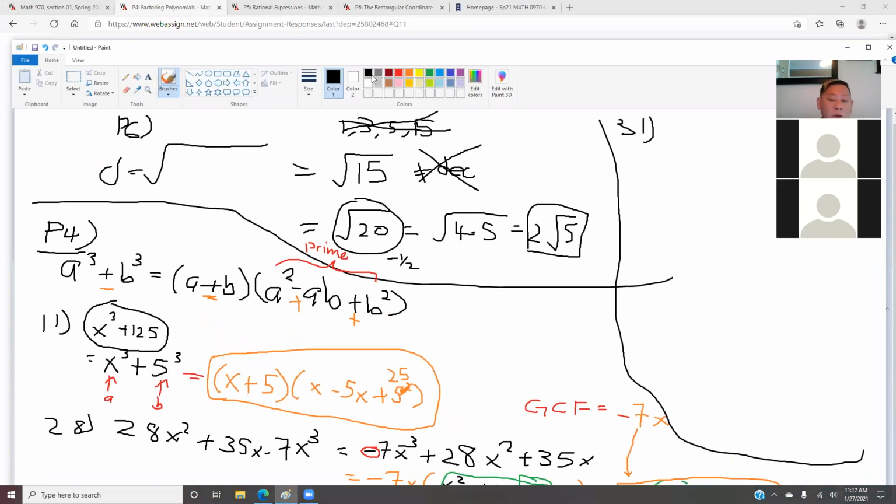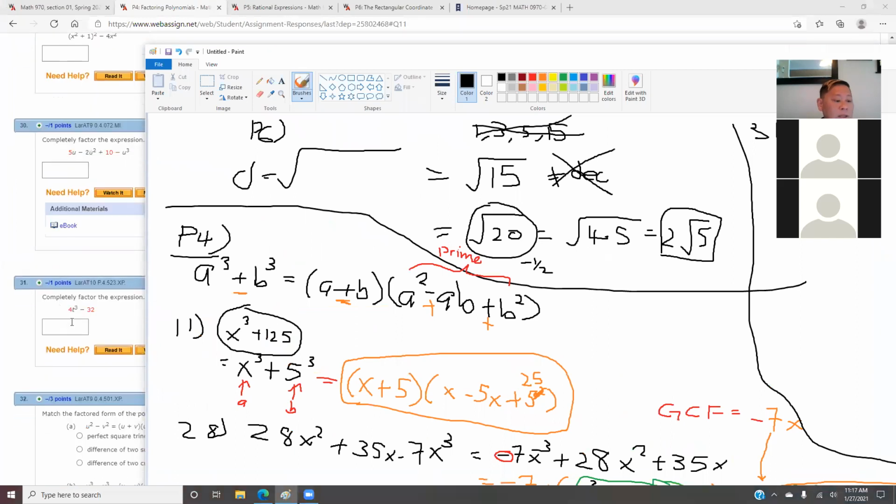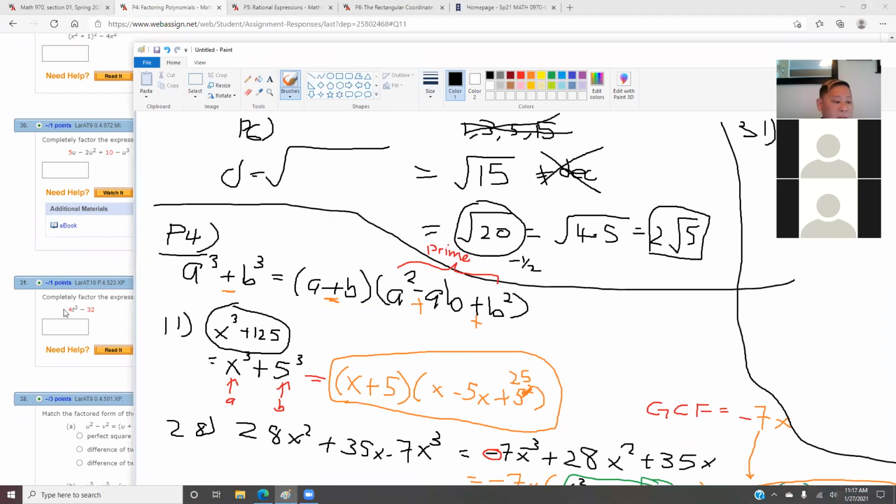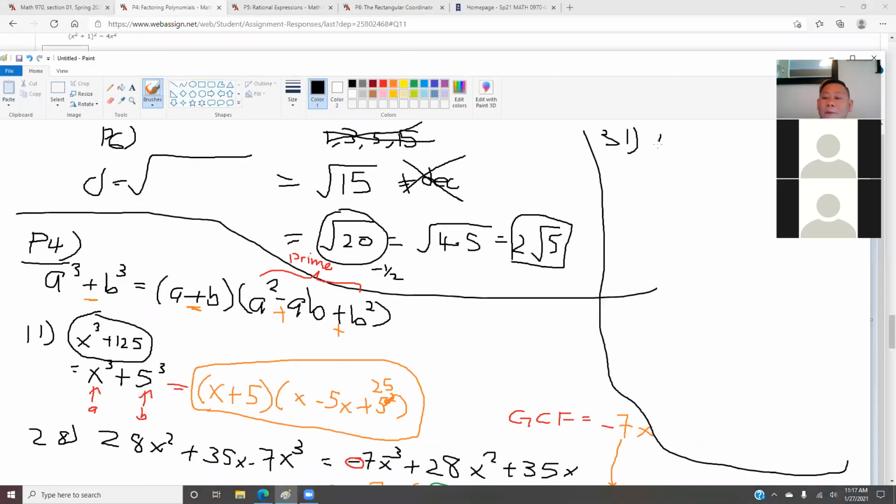The next one is 31. So 31 is this one. Again, it is a cube. How do I know it's a cube? It's because there is a cube here. That's how I can tell. 4t cubed minus 32. So you do have to use this formula for question 31.